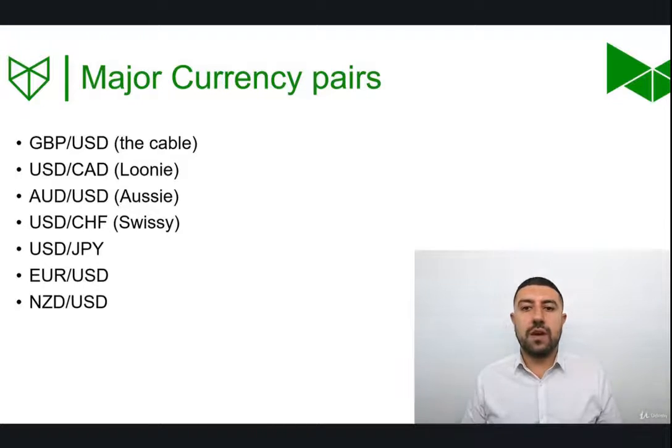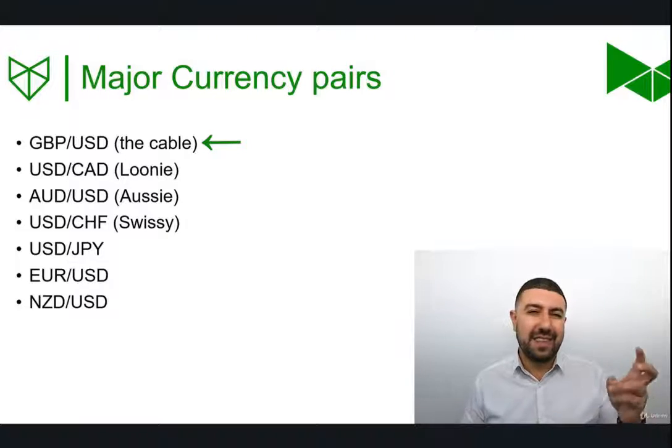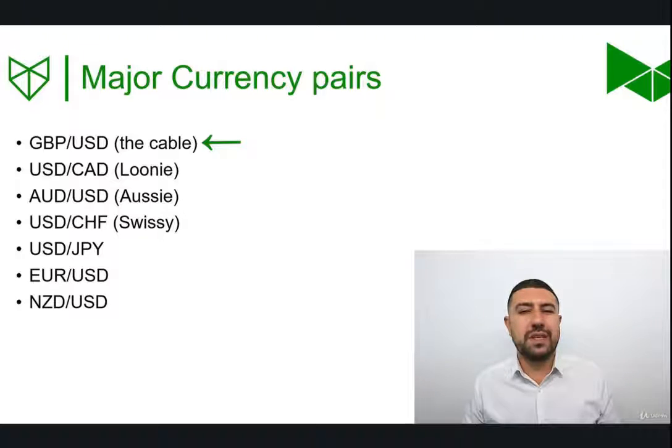So you have the pound sterling to USD, and some of these have nicknames. We call this one the cable. You don't really need to learn those. You have USD CAD, people call it the loonie. The Australian dollar to USD, we call it the Aussie. Then this is USD to Swiss franc, so people call it the Swissy. USD to Japanese yen, Euro to USD, and New Zealand dollar to USD. So these are the major currency pairs.